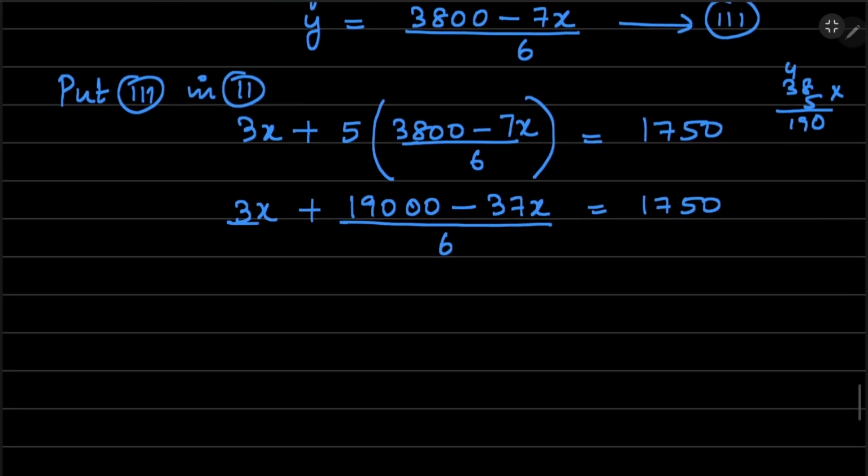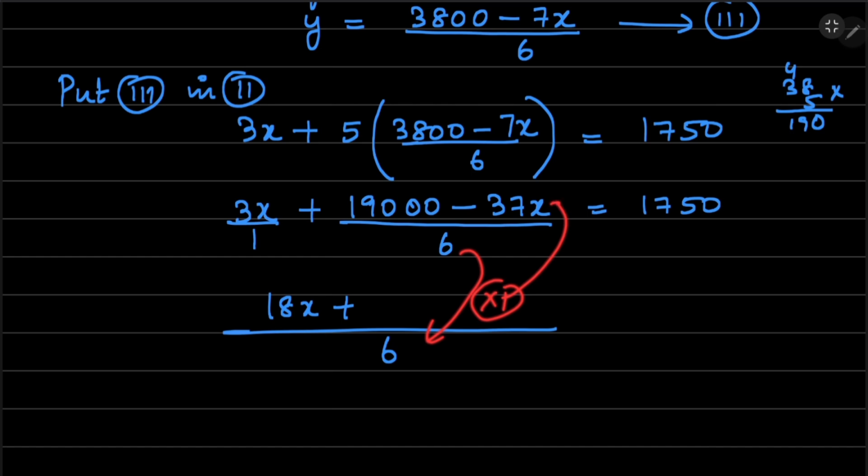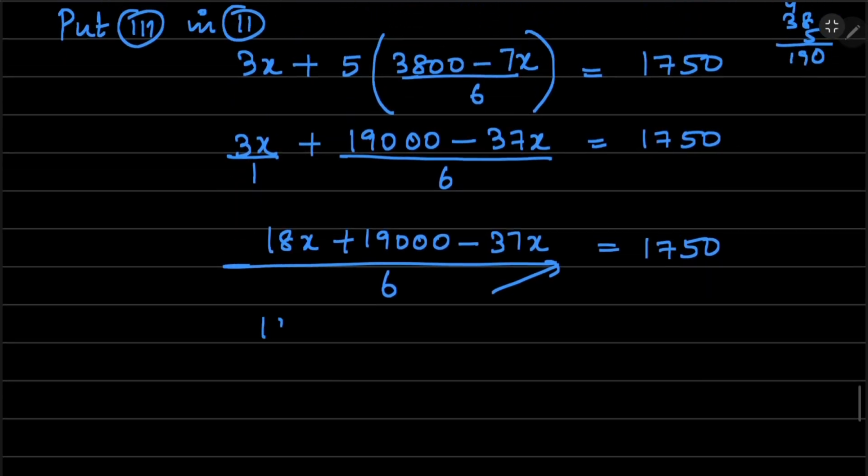Let's take the LCM. Here it is divided by 1. So the LCM will be 6. So 1 into what will give you 6? 1 multiplied by 6. So multiply 3x with 6. So it is 18x plus 6 multiplied by 1 is 6. This one you can multiply the numerator. So 1 multiplied by any number is the same. So 19,000 minus 37x equal to 1750. Cross multiply. So what do you get?